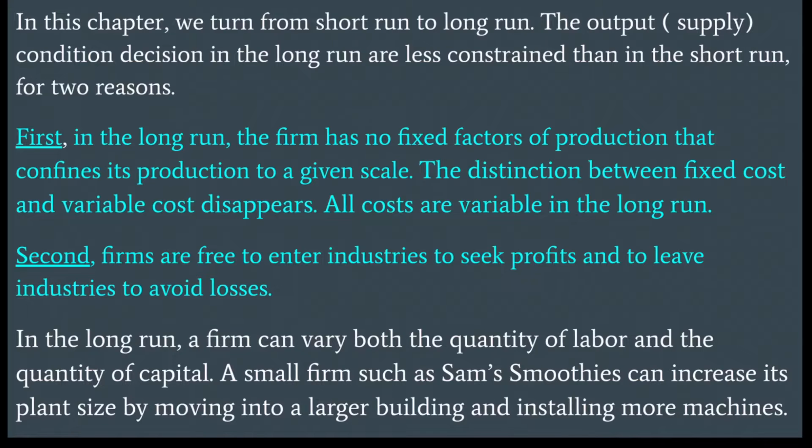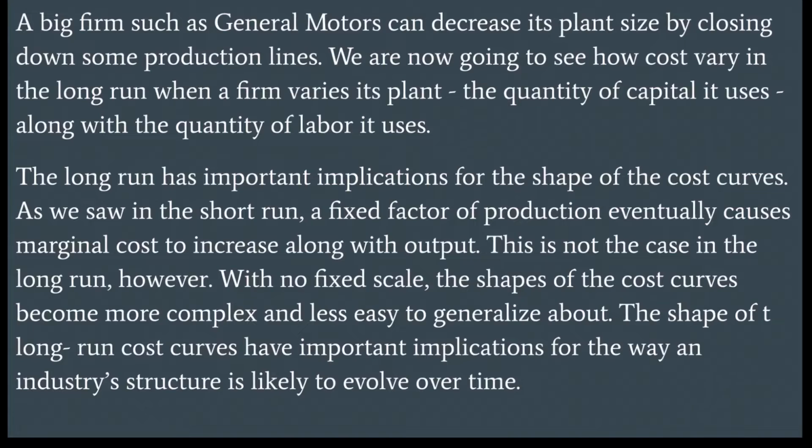In the long run, a firm can vary both the quantity of labor and the quantity of capital. A small firm such as Sam's Smoothies can increase its plant size by moving into a larger building and installing more machines. A big firm such as General Motors can decrease its plant size by closing down some production lines. We are now going to see how costs vary in the long run when a firm varies its plant, the quantity of capital it uses along with the quantity of labor it uses.